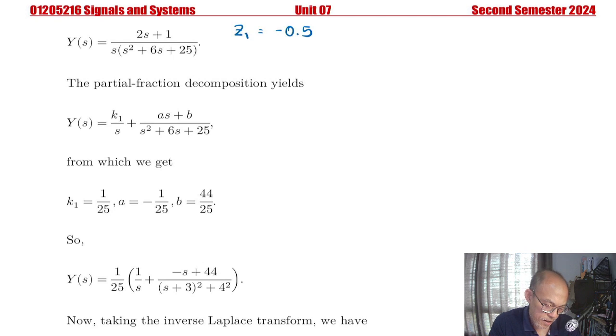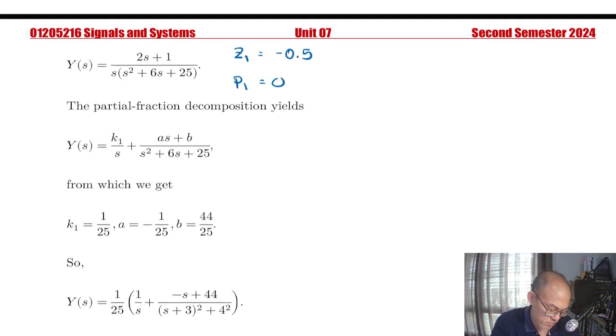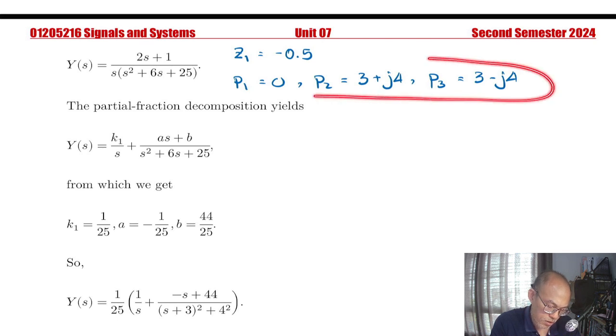Okay. And there are 3 poles. What are those poles? The first pole is at 0. That corresponds to this term. And the second and third poles are exactly the same as the previous example, which are p2 equal to 3 plus j4 and p3 equal to 3 minus j4. So we know that these 2 poles are complex numbers and complex conjugates of each other.